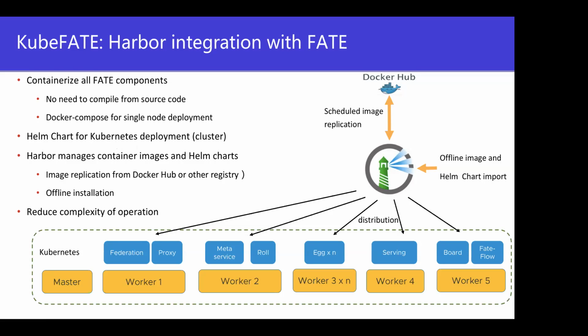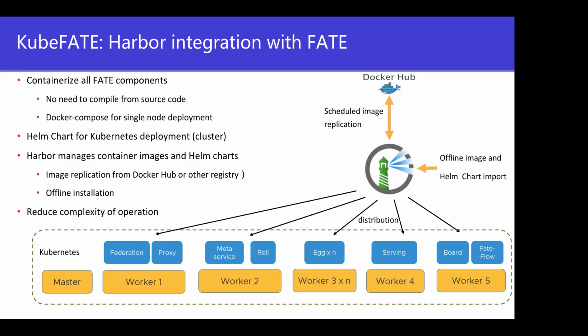Also, we use Harbor here to manage the container images and Helm charts. The container images can be replicated from Docker Hub in a regular way, so that when a new version goes to Docker Hub, it can be automatically replicated to the local repository. Also, by setting up a Harbor registry locally, they can have offline images and also have the Helm charts imported into Harbor, so that they can have offline access for the deployment and for the operation of the local clusters. That reduces the complexity of the operations.